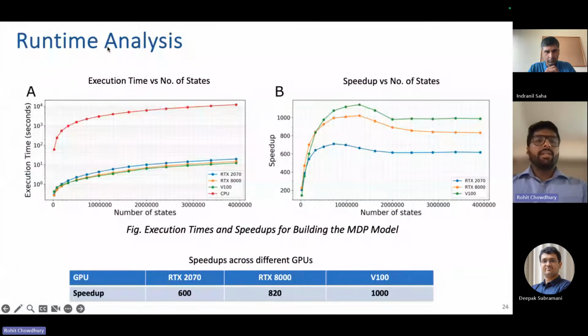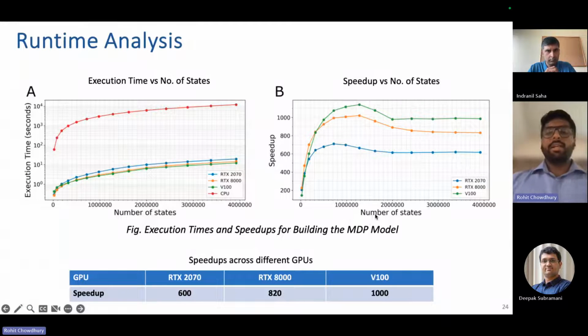As far as some runtime analysis is concerned, we wanted to see what kind of speedups we get as we scale with problem size, based on the number of states. So we see that we can get speedups ranging from 600 to 1000, depending on the kind of GPU that we're actually using.